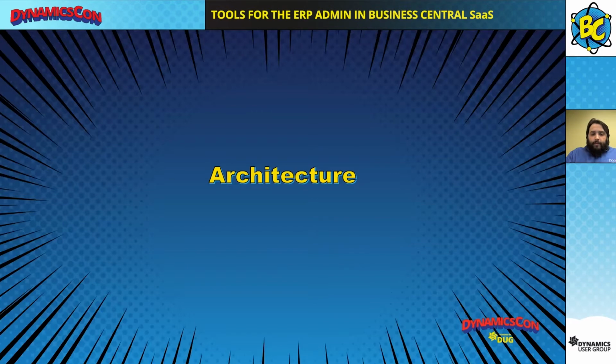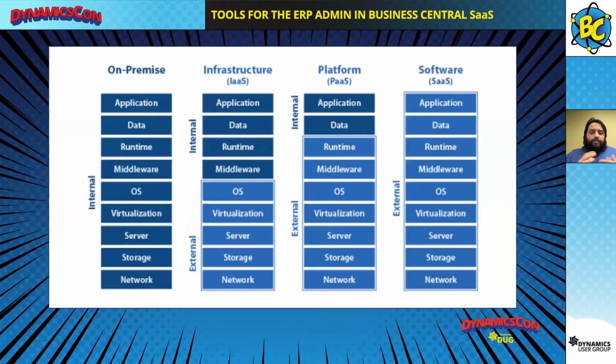So let's first start off with the architecture. Everyone's very familiar with the different types of architecture, especially if you're in the IT space. You have your on-premise product, you have your infrastructure as a service product, so maybe you're hosting your servers in a virtual environment, whether it's a private data center or an Azure environment. You have your platform as a service, where the service provider hosts everything from the network all the way up to the runtime. You still have control of your data and your application.